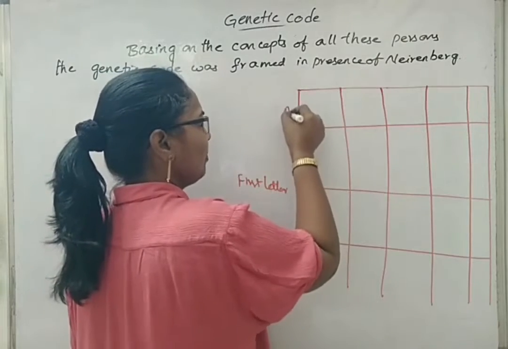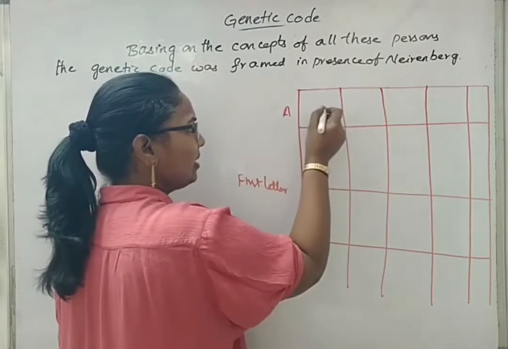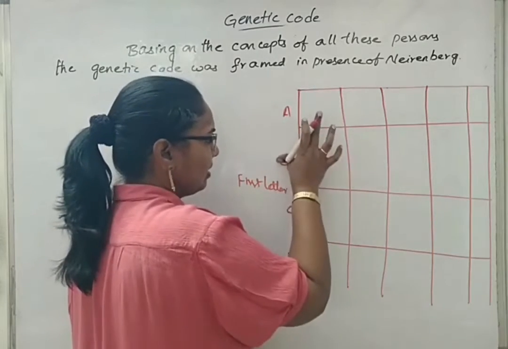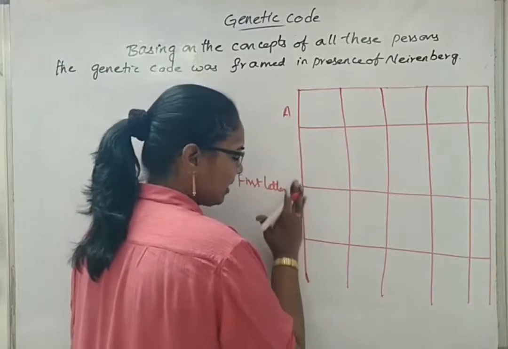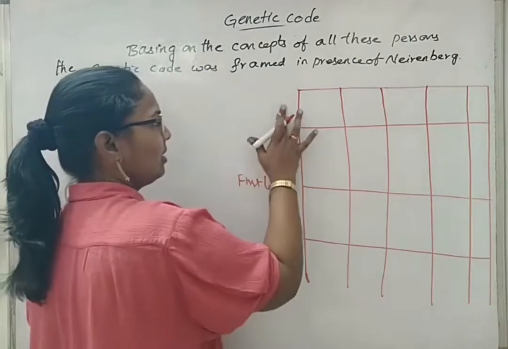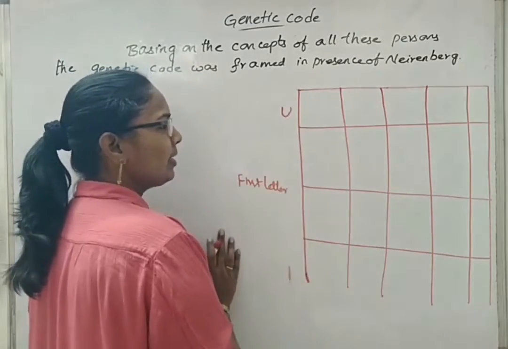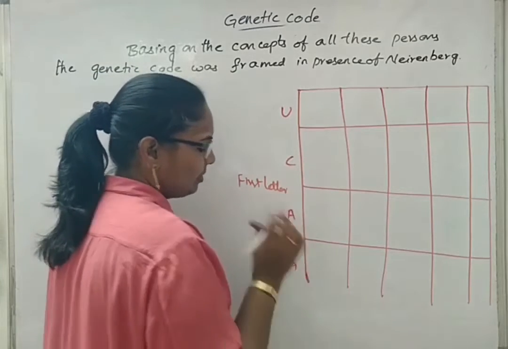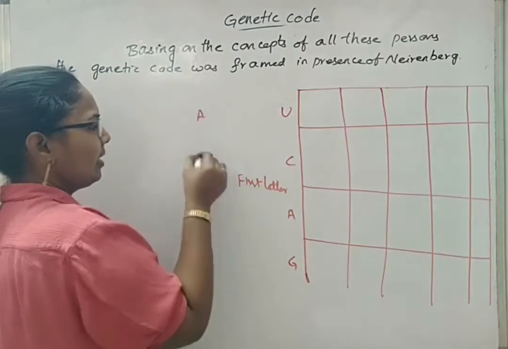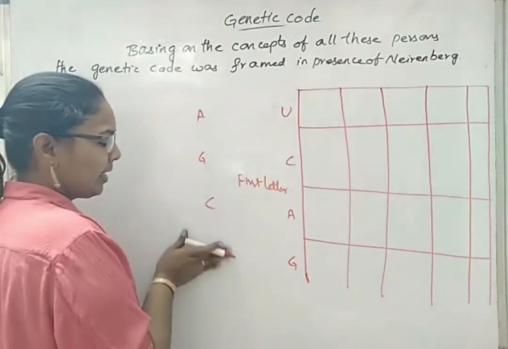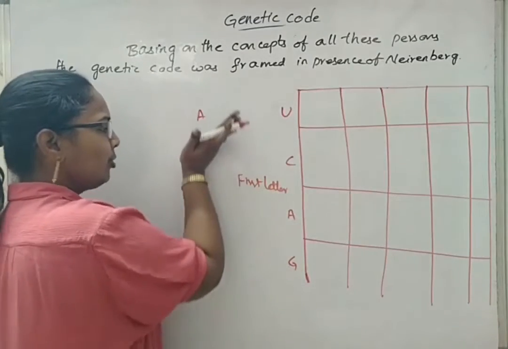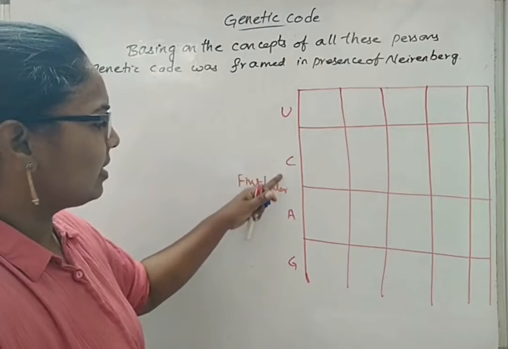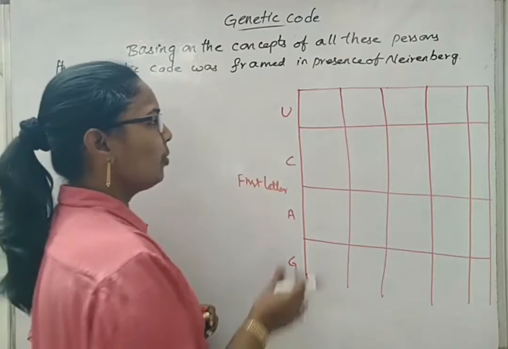The second letter, writing of first letter means adenine, guanine, cytosine and uracil. But the arrangement of these nitrogen bases is also very specific: uracil has to be written first, next cytosine, next adenine and next guanine. Normally we say adenine, guanine, cytosine, uracil, but these nitrogen bases should not be arranged as we like. They should be arranged only in this order. First uracil, next cytosine, adenine and last guanine.